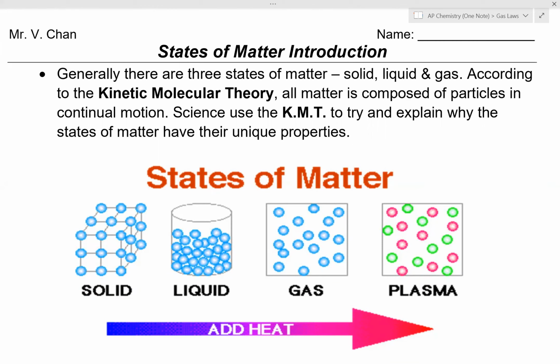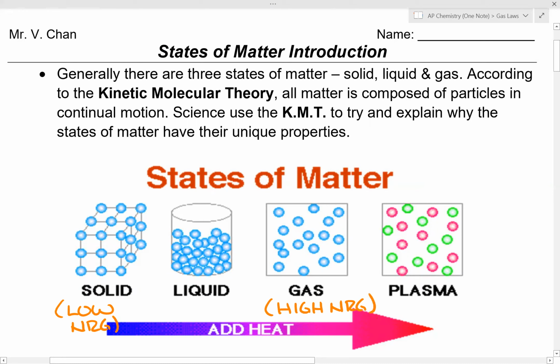Now, you have this little diagram here where you have states of matter: solid, liquid, and gas, and then we have plasma. Now, notice on the bottom it says add heat. So what you have here, you can think of it, is solids, the particles have low energy, while gases basically have high energy. Okay, and when you add heat to it, what you're doing is adding energy to the particles.